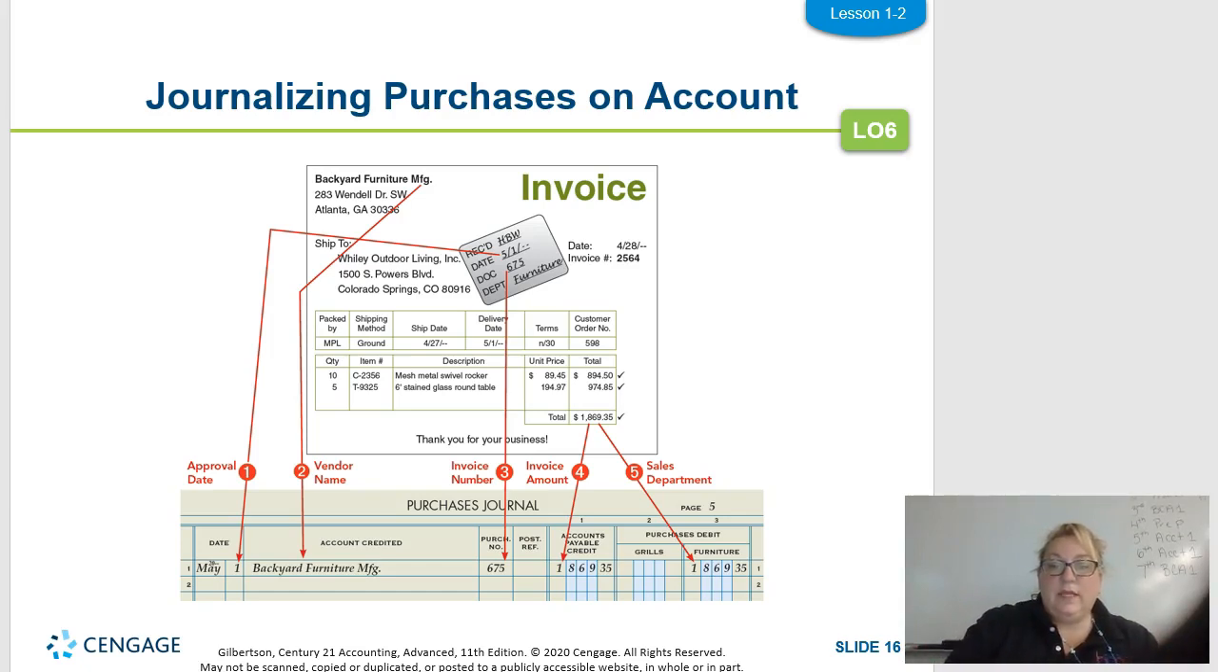This is an example of a regular purchase on account. It goes in the purchases journal. Here it goes into my accounts payable, but then it talks about what category. This is where it's important. Is it a category in my purchases? Is it a grill, or am I buying furniture? In this case, up here, I don't know if you can see my mouse move, but under department, it says furniture. So I'm going to put that whole purchase into the furniture account.